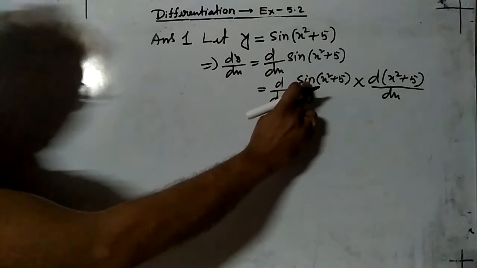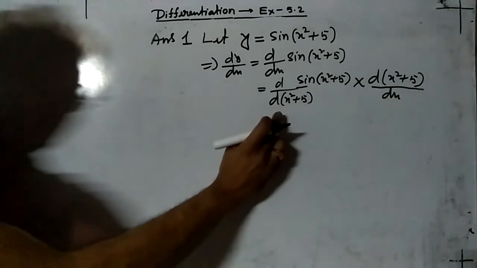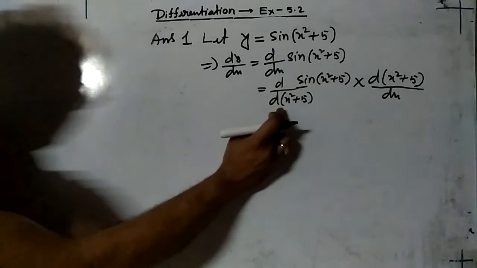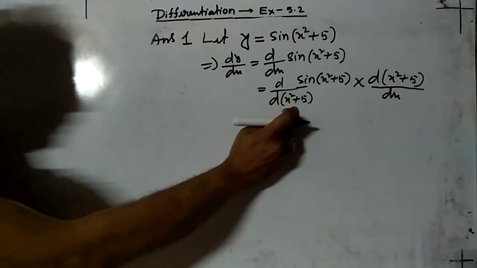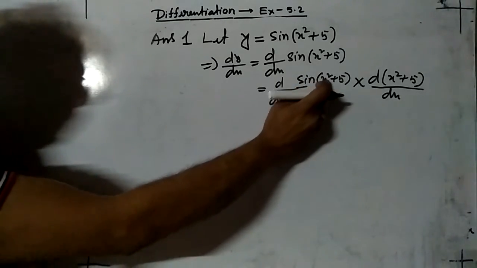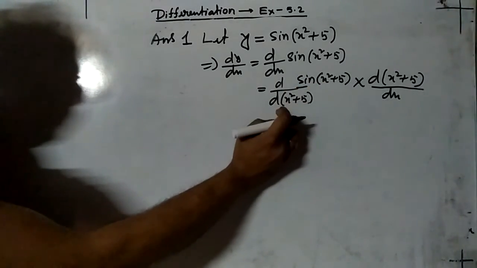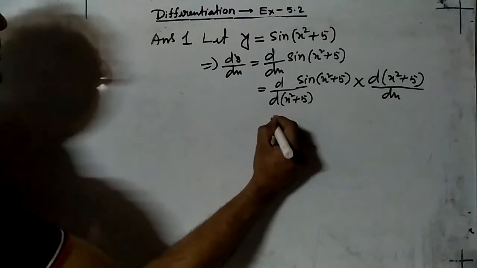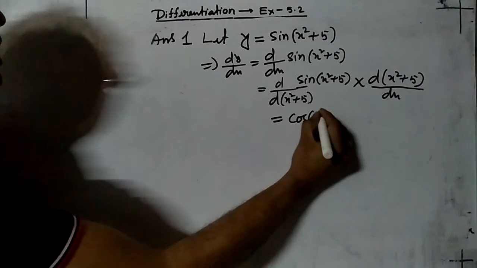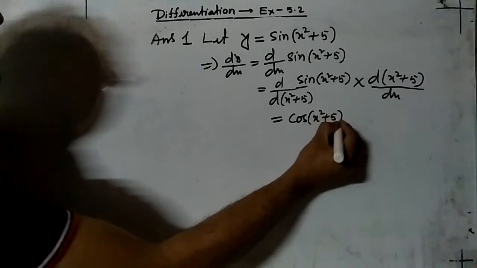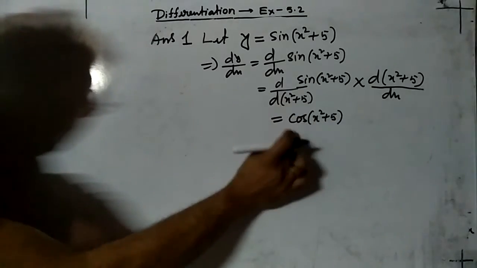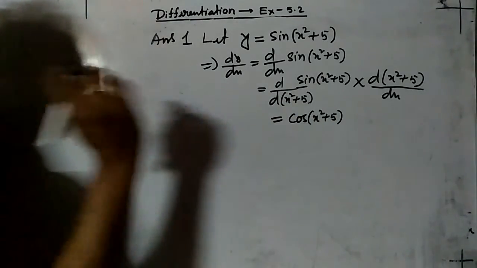Now, the derivative of sine of (x square plus 5) with respect to (x square plus 5) is like the derivative of sine x with respect to x. We know that the derivative of sine x is cos x, so the derivative of sine of (x square plus 5) with respect to (x square plus 5) will be cos of (x square plus 5). I hope you understood. Both should be the same, then you can differentiate, right?